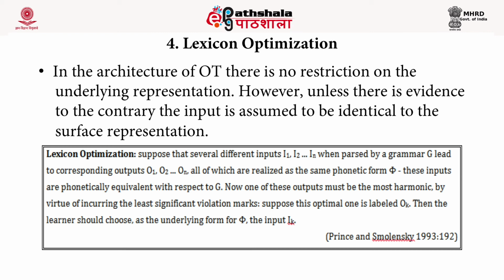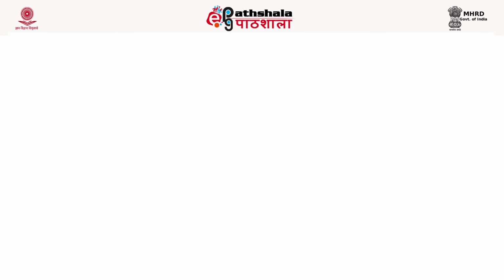Now we have a quotation by Prince and Smolensky, who say that suppose there are different inputs I1, I2, till In, which when passed by a grammar G lead to corresponding outputs O1, O2, till On, all of which are realized in the same phonetic form. These inputs are phonetically equivalent with respect to G. Now, one of these outputs must be the most harmonic by virtue of incurring the least significant violation marks. Suppose this optimal one is labeled Ok, then the learner should choose as the underlying form for the output the input Ik.